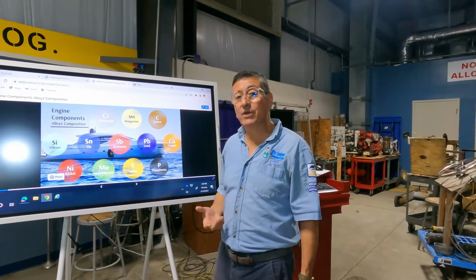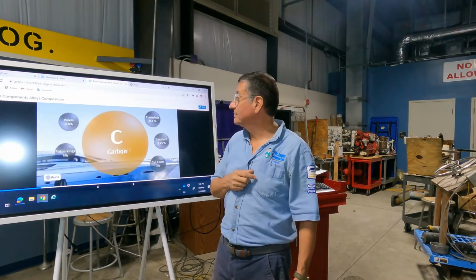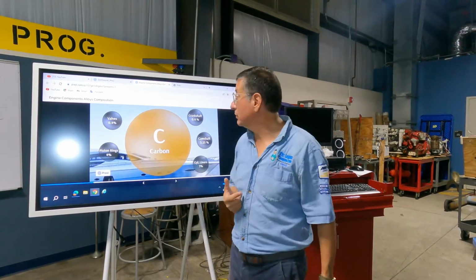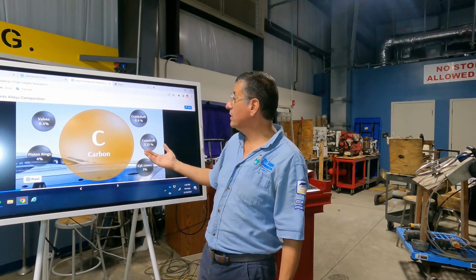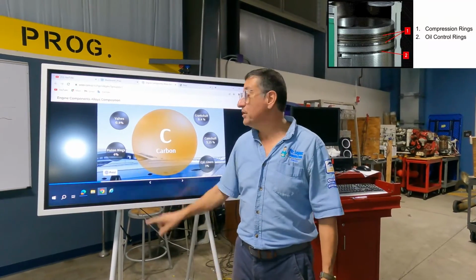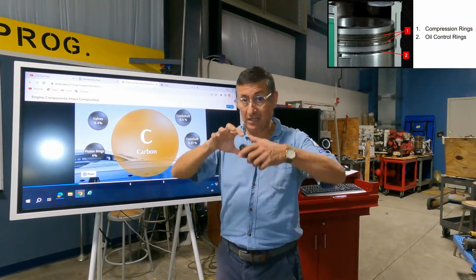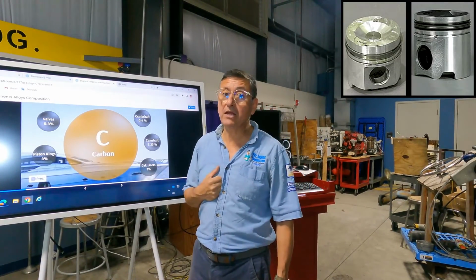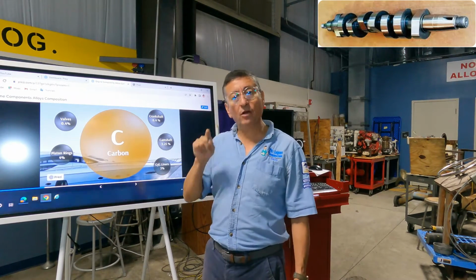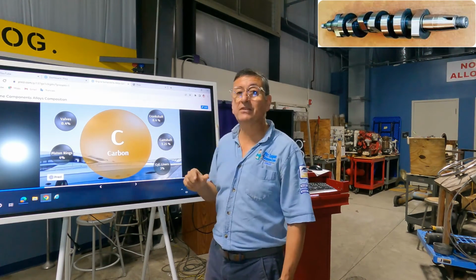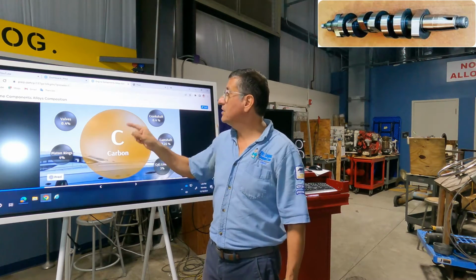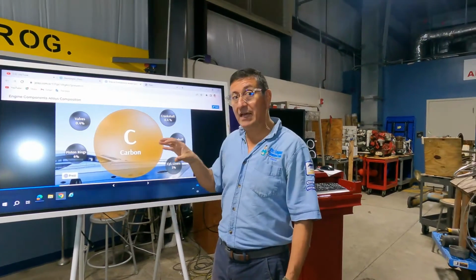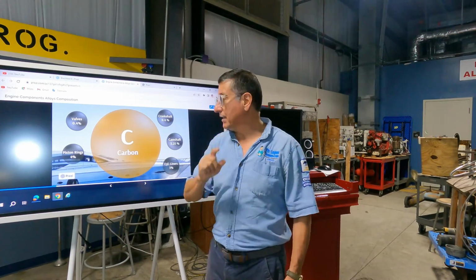Okay, another element that we are going to analyze is carbon. Where did I find that carbon? What components have high content of carbon? According to this, the components with high content are the piston rings. Piston rings, 4% of the total weight is carbon. 3% on the cylinder liners, 3.25% on the camshaft, 0.4% on the crankshaft, and 0.4% on the valves. And now, after that, we are going to analyze metal by metal.